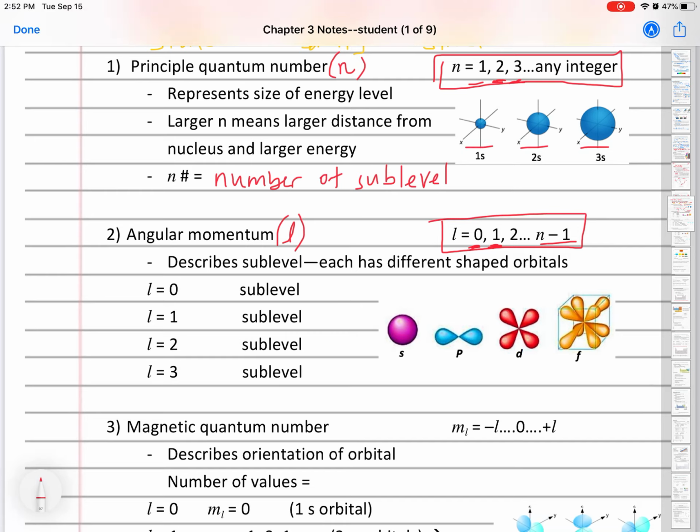Okay, so for the sublevels with an l quantum number, we have letter names. So l of 0, we call that the s sublevel. An l of 1, we call the p sublevel. An l of 2, we call the d sublevel. And an l of 3, we call the f sublevel. And that's just something you have to memorize. s, p, d, f: l of 0, 1, 2, and 3. All right?